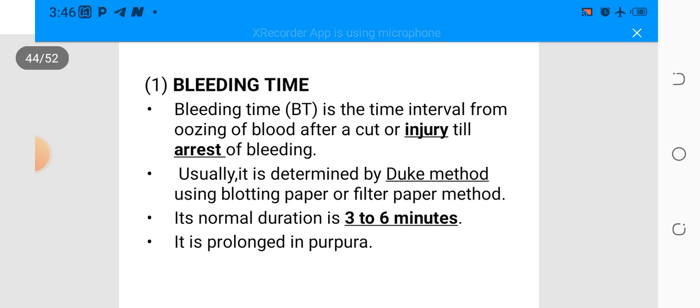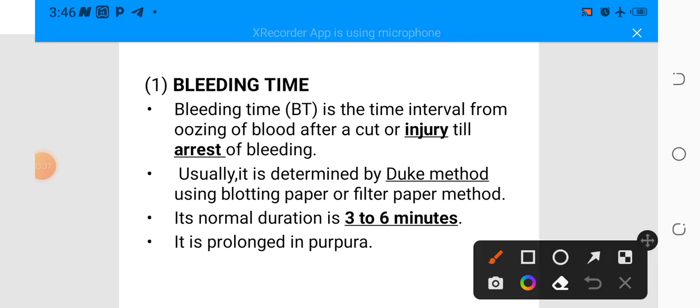What is bleeding time? Bleeding time, we know bleeding is losing blood. It's the time interval from the oozing of blood after a cut to the arrest. You can ask, how long did the person bleed? How long did it take the bleeding to stop from the time the person was injured? So that's called the bleeding time.